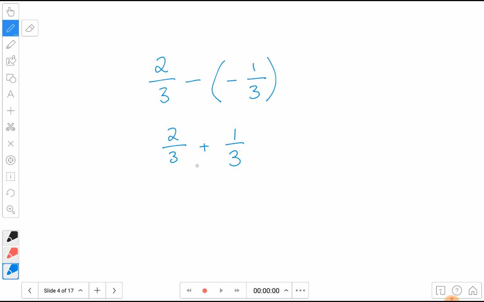Now the denominators are the same, so the denominator in the solution will be the same. Now we just have to look at what's happening in the numerators. 2 plus 1 is 3. So this is 3/3, which of course we know is 1. So 2/3 minus -1/3 is 1.